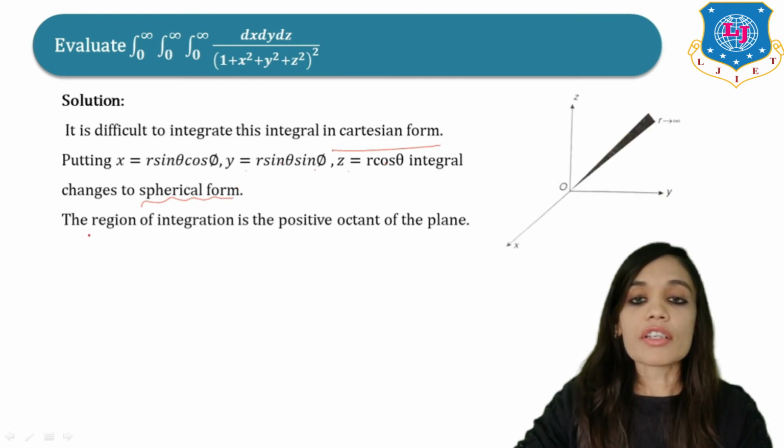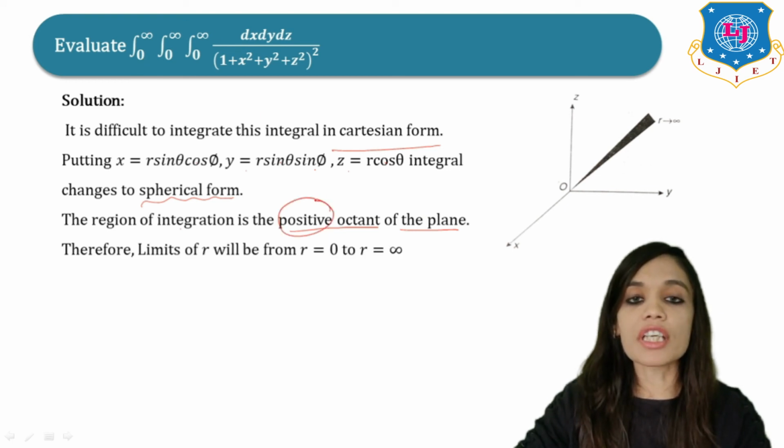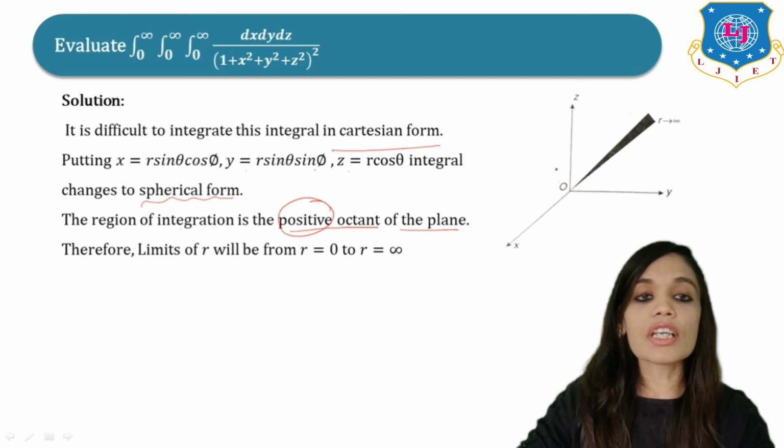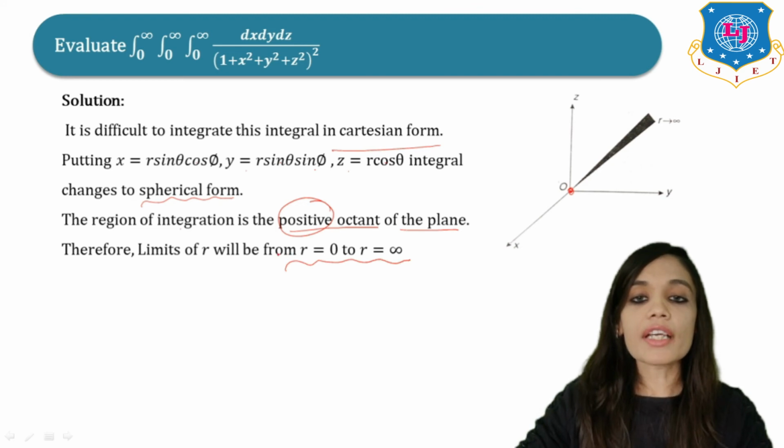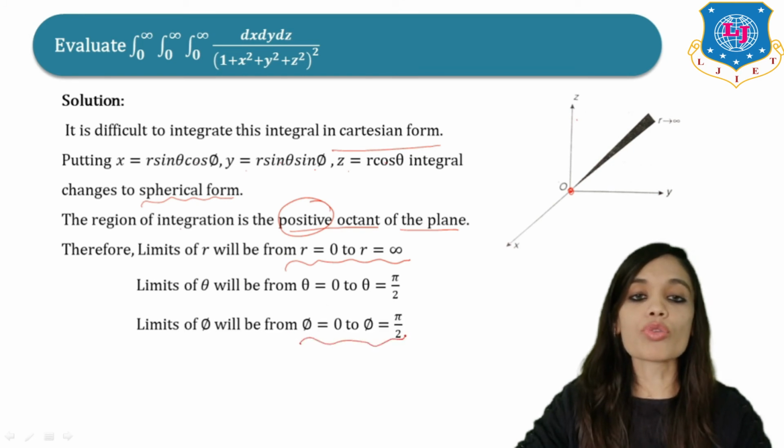Now, the region of integration will be the positive octant of the plane. Why are we saying this? Because our limits are from 0 to infinity, so this octant will be a positive octant. Now the limits of r will be 0 to infinity. The limits of theta will be 0 to pi by 2, and the limits of phi will be 0 to pi by 2. We have these limits because our region of integration is only the first octant.